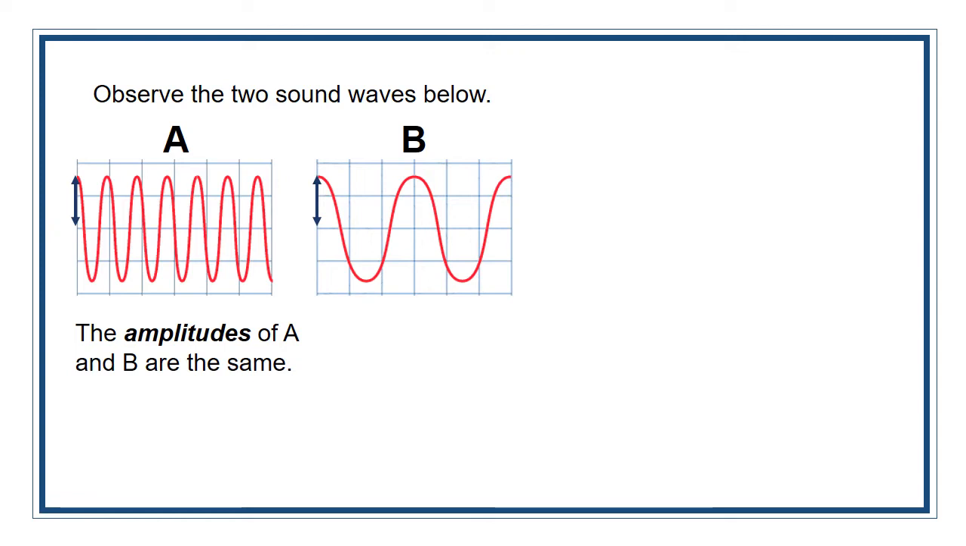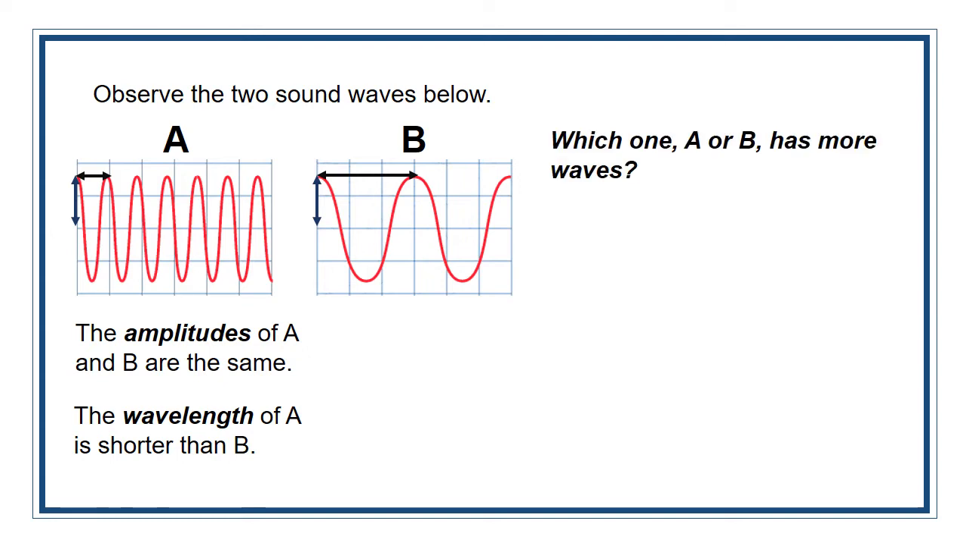Now let's go to the wavelength of A and B. Are they also the same or different? They are different. The wavelength of A is shorter than B. If we take the wavelength of A, this is the wavelength, and then of B, there is a big difference, right? So A has a shorter wavelength and B has a longer wavelength. Those are the similarity and difference between A and B.